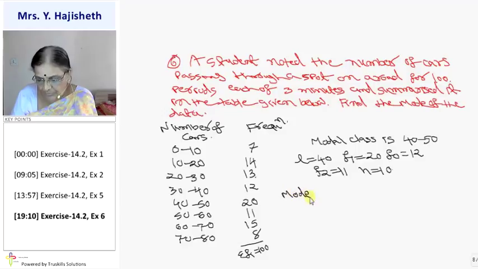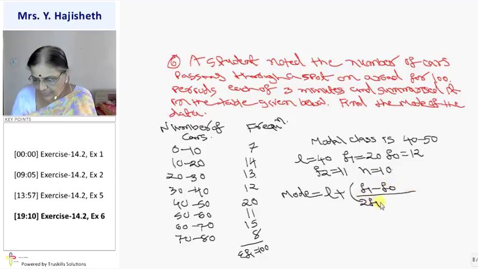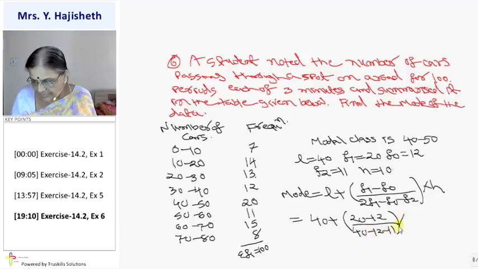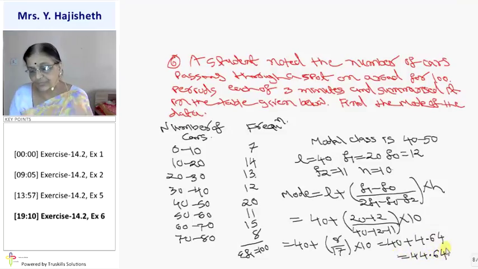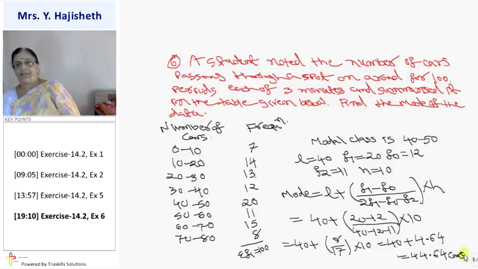Now apply the formula of mode. Mode is L plus (F1 minus F0) upon (2F1 minus F0 minus F2) into h. Put the values: 40 plus, in bracket, 20 minus 12 upon 40 minus 12 minus 11, bracket complete, into 10. So it is 40 plus 8 by 17 into 10. If you calculate, it is 40 plus 4.64. And my answer will be 44.64. These many cars is the answer.